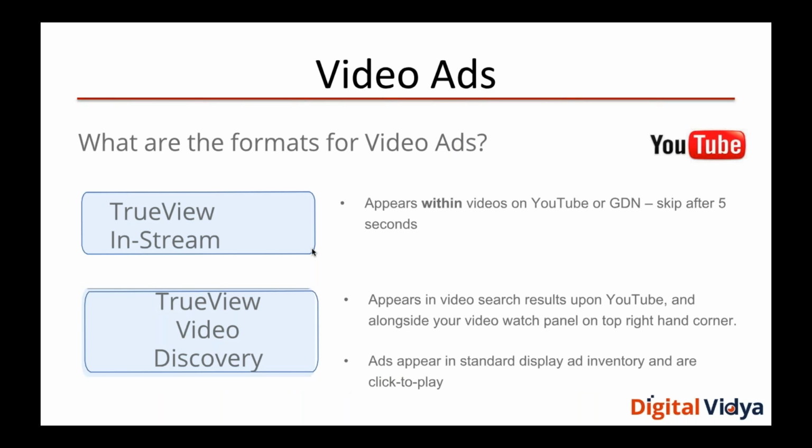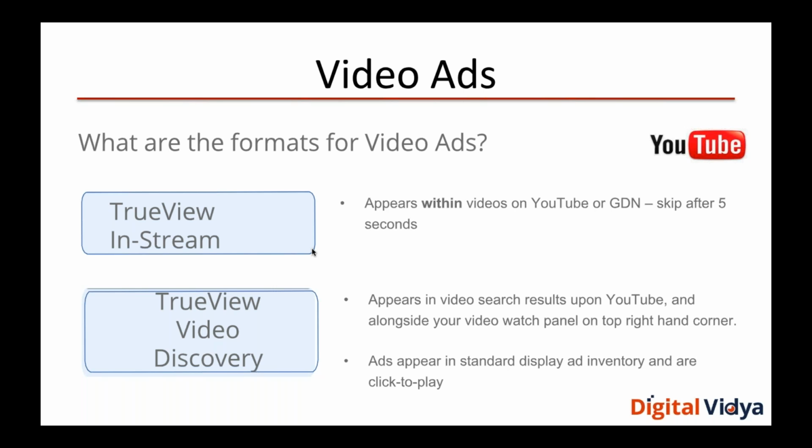In video you have two types of ads which we will see in detail later. One is called in-stream ad, another is called video discovery ad. The ads that you create on Google AdWords as video campaigns are all called TrueView video ads. They are of two types: in-stream and video discovery.